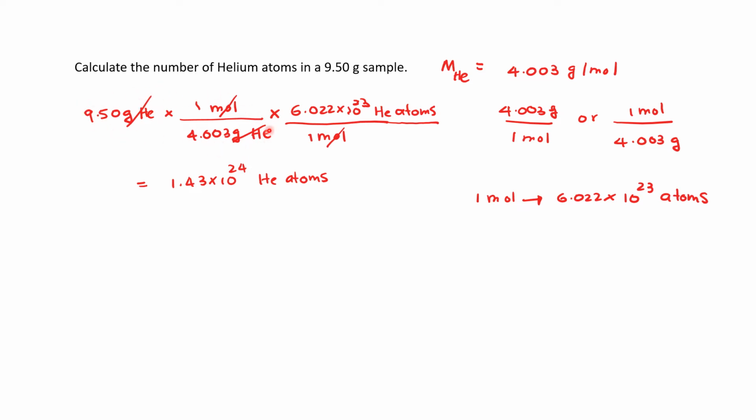Now we have to incorporate the number of atoms. For that, we are going to use this information, and we are going to write the fraction with 1 mole in the denominator so that you can cancel out 1 mole to 1 mole and then end up with the answer in helium atoms. So the answer to this question is 1.43 times 10 to the 24 helium atoms.